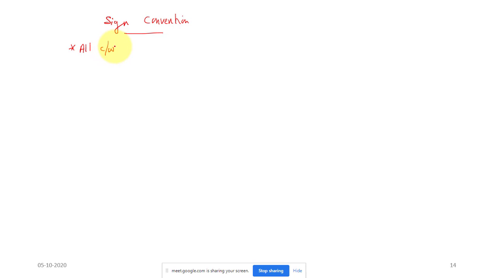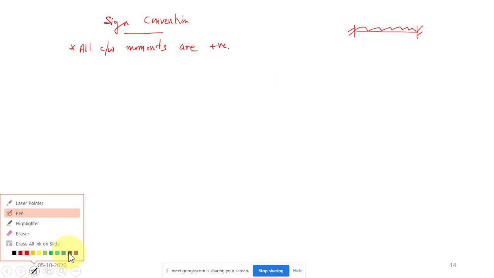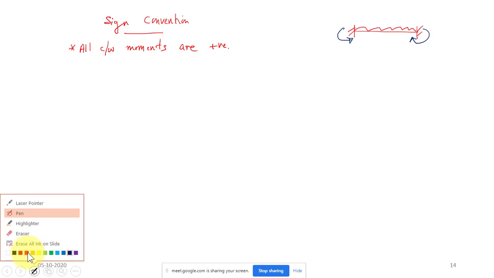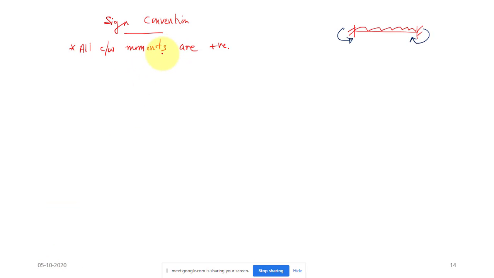All clockwise moments are positive. That means suppose we get a beam question like this, a fixed beam, and I have some UDL, and you already know that at this end the fixed moment will be in the anti-clockwise direction, and at this point the fixed moment will be in the clockwise direction. In that case this anti-clockwise moment value you have to take as negative, and this value you have to take as positive in the slope deflection equation. That is the meaning: all clockwise moments are positive, and anti-clockwise moments are negative. The opposite will be negative.